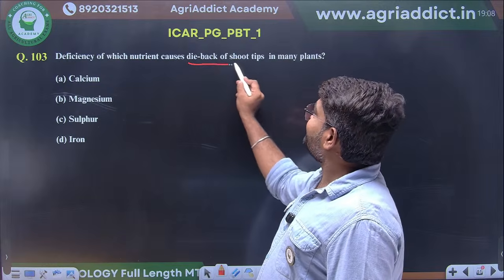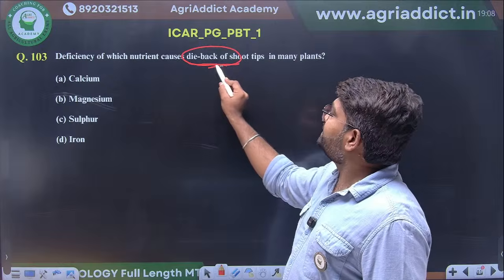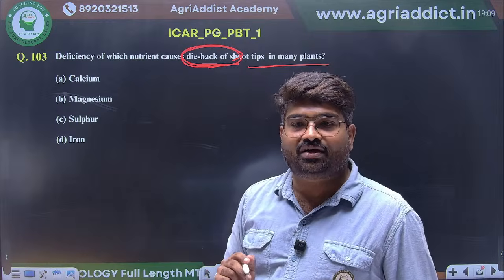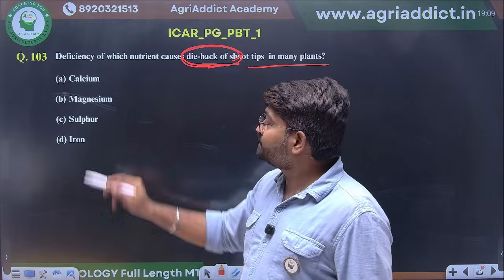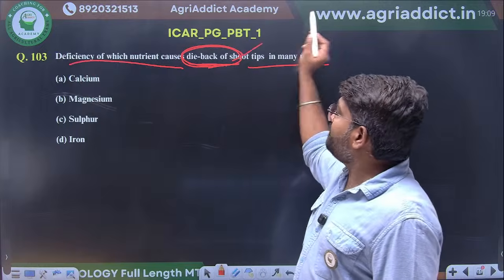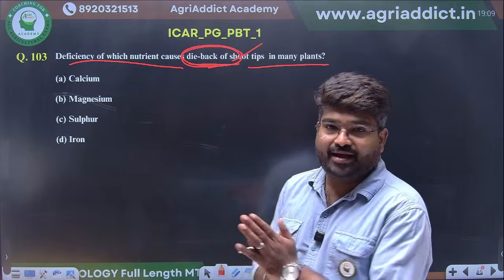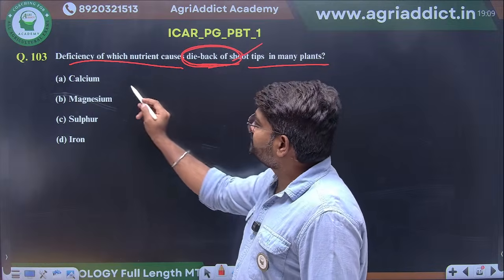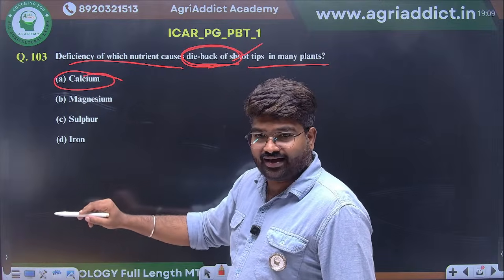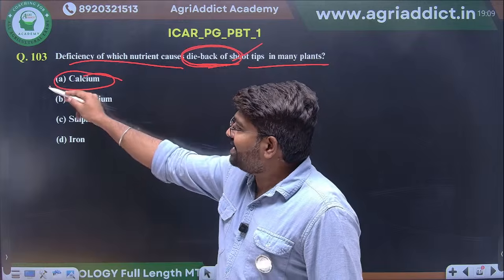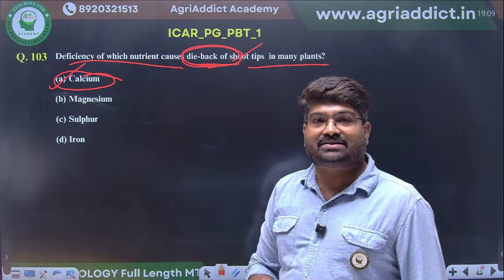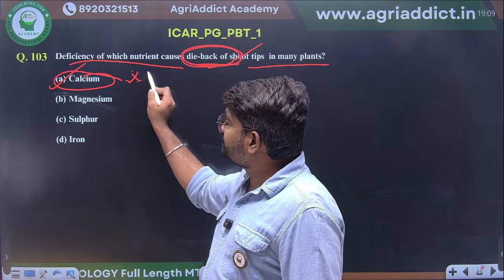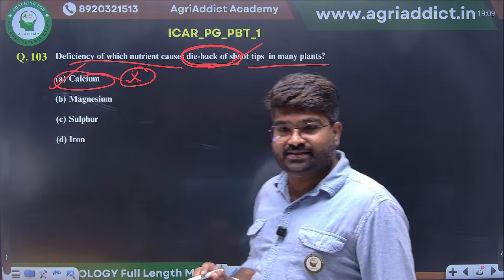Again, an important question. Dieback of shoots. Deficiency of which nutrient causes dieback of shoots in many plants? Dieback of shoots in many plants. Which one? Deficiency of calcium. Yeah, correct. Option A is correct. Calcium. Calcium will cause dieback in shoot tips. This is a very, very important question. Calcium will cause dieback. Yes, calcium.